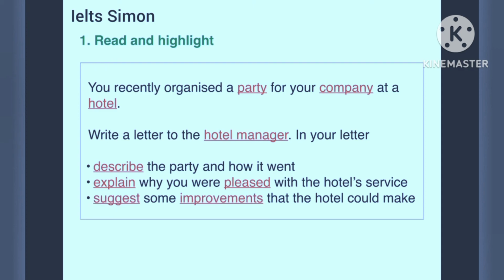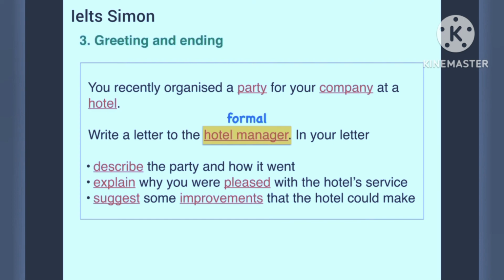So we've got a party at a hotel. We're writing to the hotel manager. We have to describe, explain and suggest. Those are the key things. Now step 2. Choose the tone. Well, we're writing to a hotel manager, so it's going to be formal.